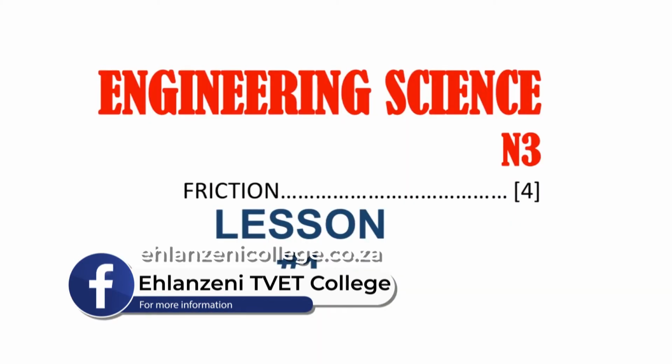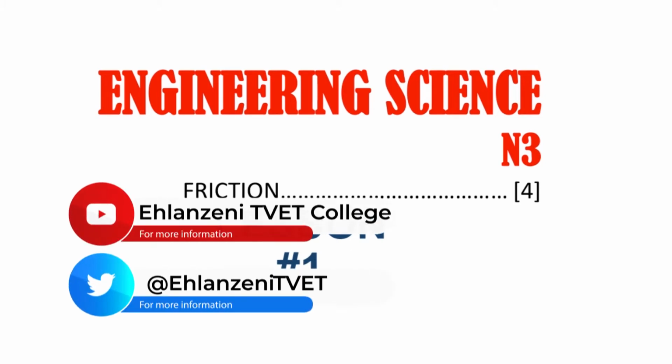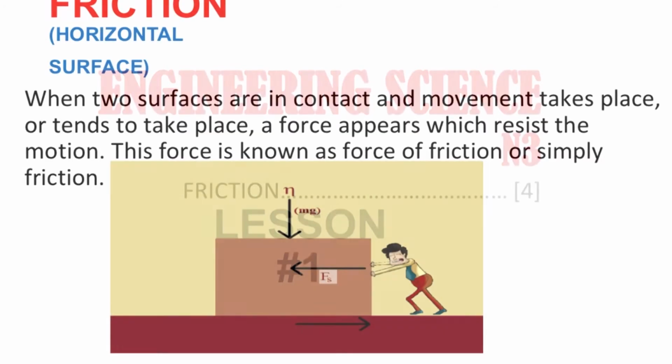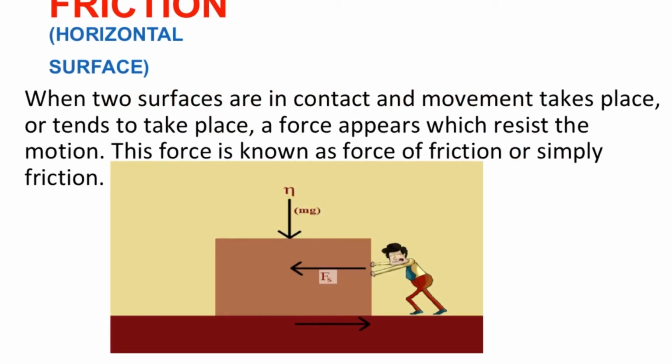But today we are not going to be looking at all these chapters, but for now we'll look only at the part of friction. The most important thing that we need to know is to understand what friction is and how friction occurs. Now it is said that when two surfaces are in contact and there is movement which tends to take place between these two surfaces, friction occurs.